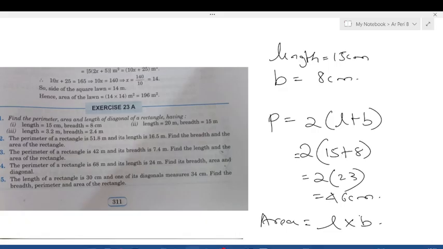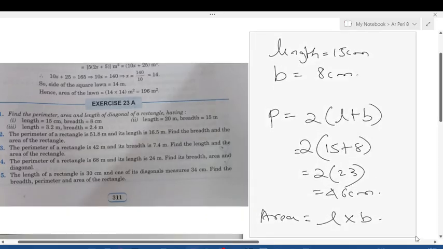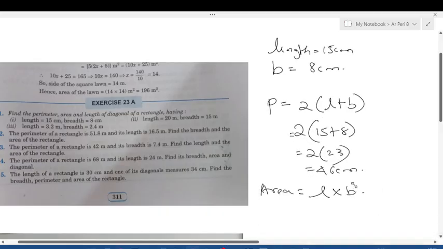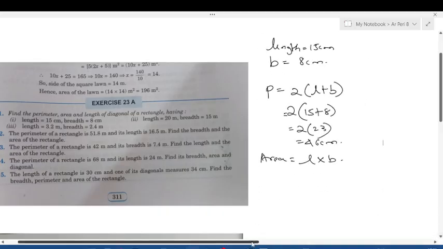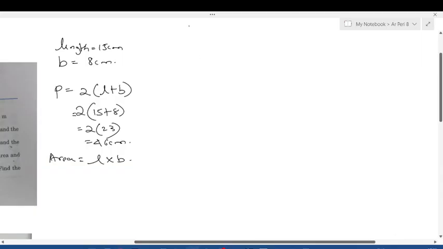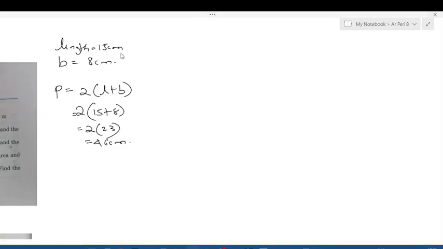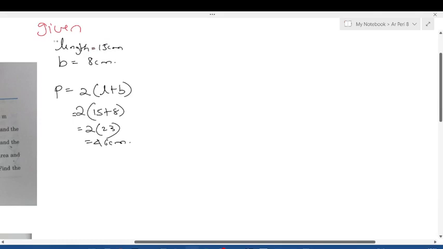Okay. So area would be 15 into 8. In the exam, look, I'll tell you how to write. First, write like this, students. Copy the question, write given. Length is given, breadth is given, right? Perimeter, next area. Length into breadth.